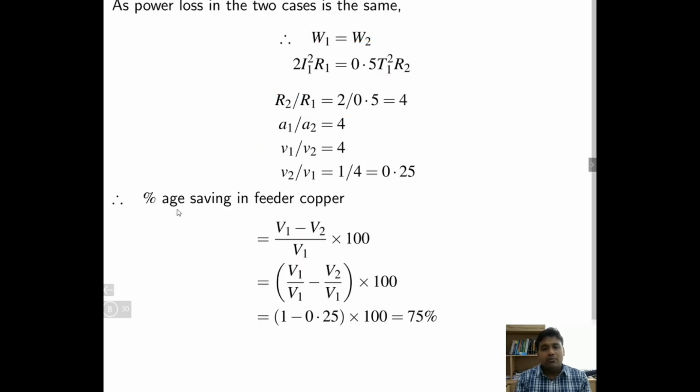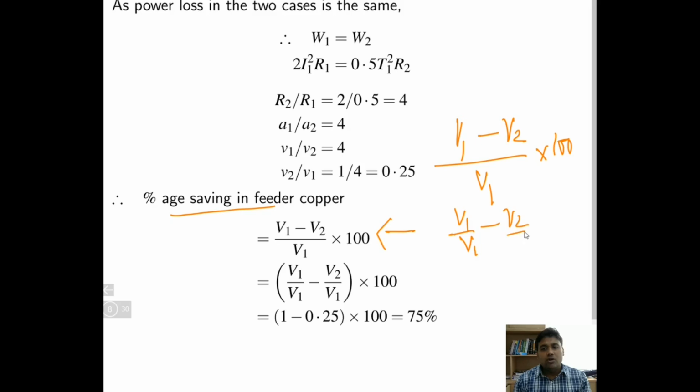So the percentage saving in the copper will be, in the first case we have V1, and in the second case we have V2. We will take the first case as the reference into 100. If we put the formulas of the volume of the copper, we can divide by V1 in both the terms, so V1 and V1 cancel each other out. So we get 1 minus V2 by V1, which we can put as 0.25. So we are having 75%.